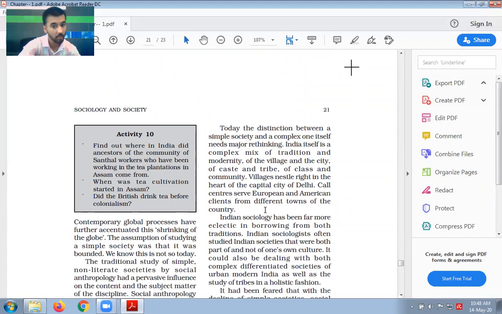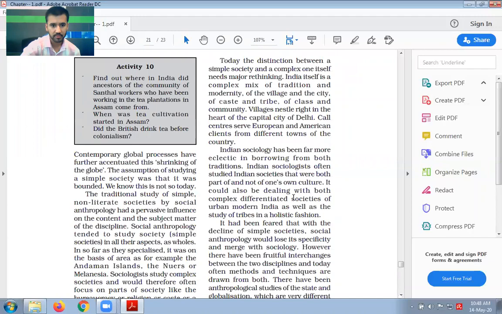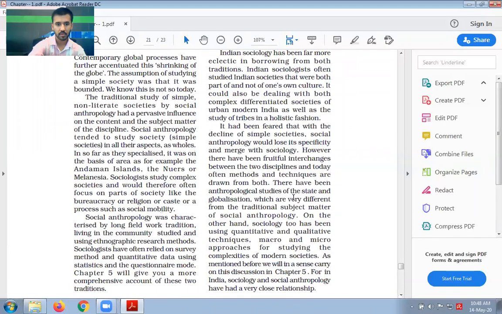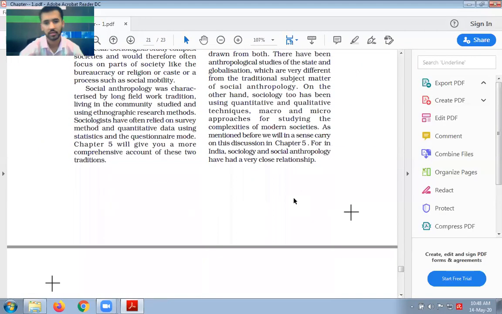India itself a complex mix of tradition and modernity. The village, so India has got a lot of diversity about villages, cities, complex system है, tribe है, caste है, classes है, communities है, villages है, बहुत सारी. Okay, what else? The traditional society of simple non-social. But kahin na kahin, I'll give you another conclusion of this thing.